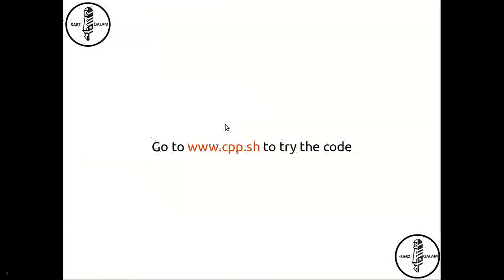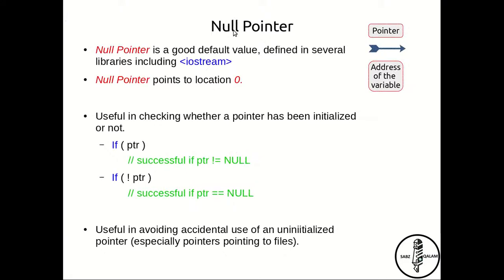another important thing to discuss here is the null pointer. The null pointer is a good default value, and it is defined in several libraries, including the input output stream. Technically it points to the location 0. It doesn't mean it is 0, it points to the location 0. The location 0 can contain something, but it is very useful in checking whether a pointer has been initialized or not. This is going to become very useful when you talk about files. If there's an external file and you want to pick some data from that file, we're going to use file pointers over there.